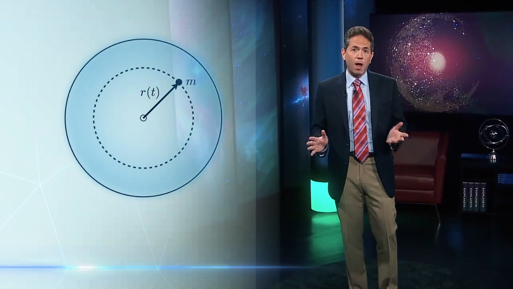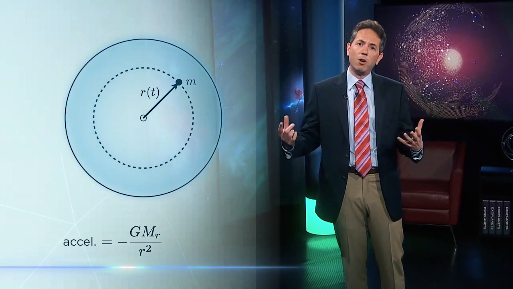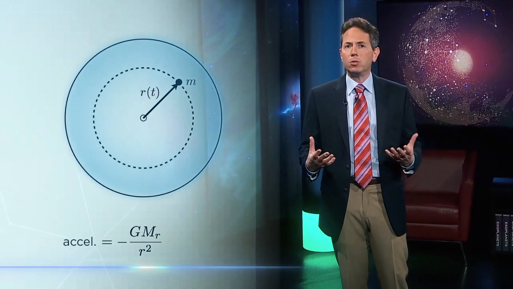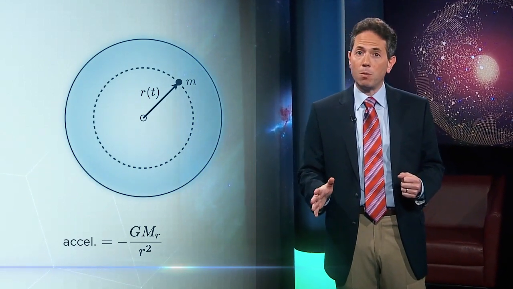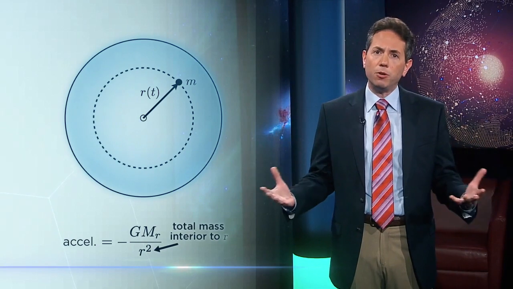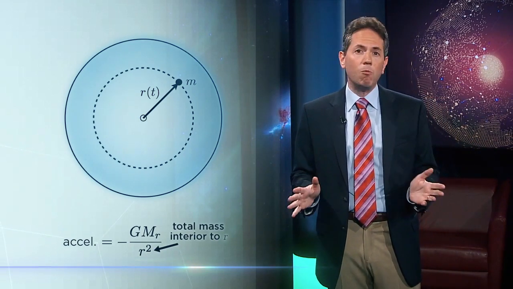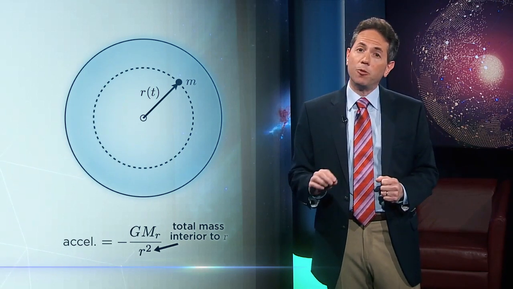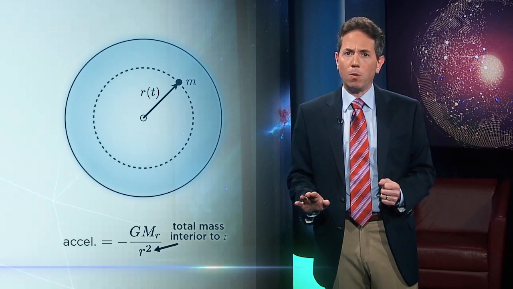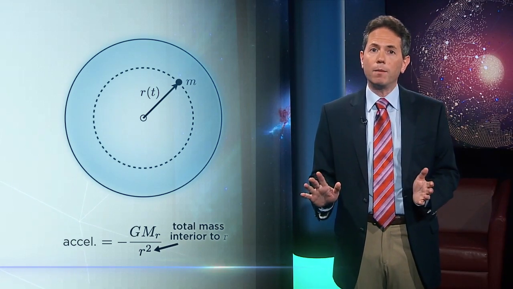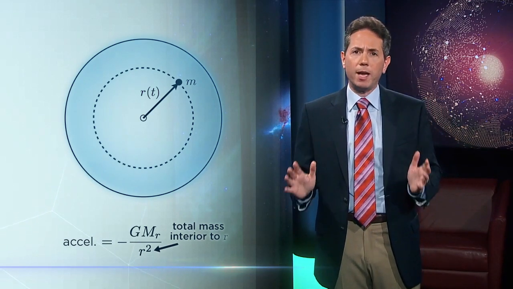The only force is gravity, and from Newton's theorem, the gravitational acceleration is directed inward with a magnitude G times m sub r over r squared, where m sub r is the total mass interior to r. Does that equation ring a bell? It's the same one we've solved already during our study of planetary motion and black holes. This case is simpler, though, because there's only one variable, r, instead of r and theta. The trajectory is purely radial.